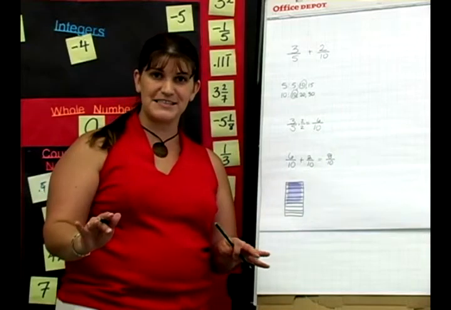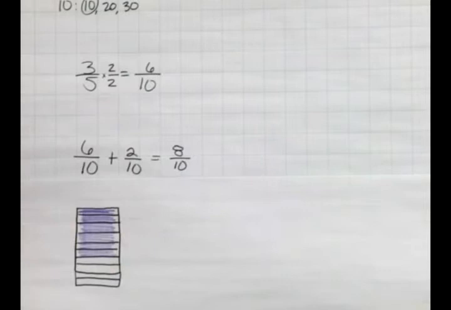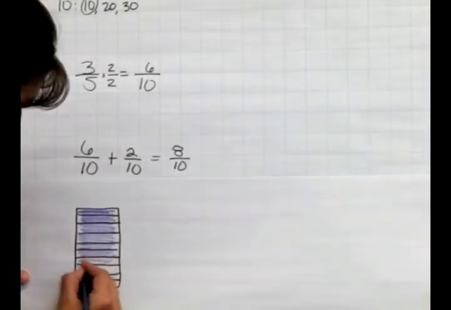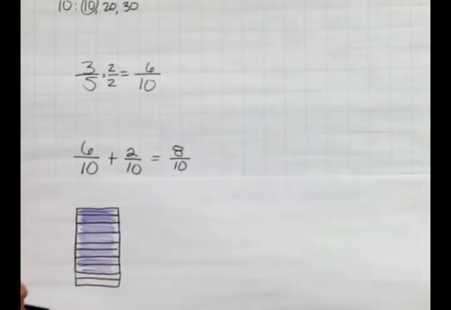I'd like to visualize this problem now. Here I have 6/10 shaded. So I have 6/10 and I'm going to add 2/10 more. So if I shade 2 more tenths, I now have 8 out of 10 shaded. That's why 6/10 plus 2/10 equals 8/10.